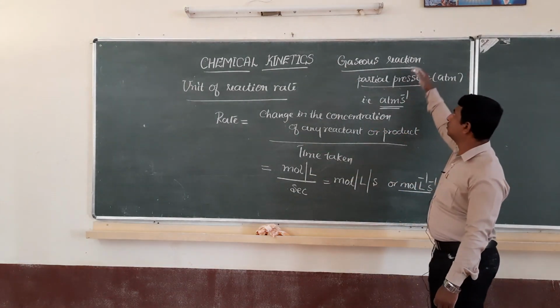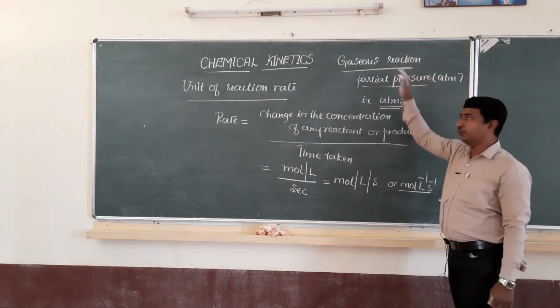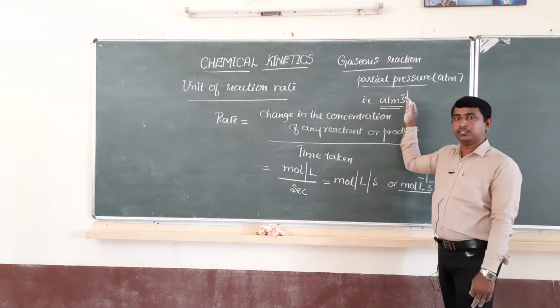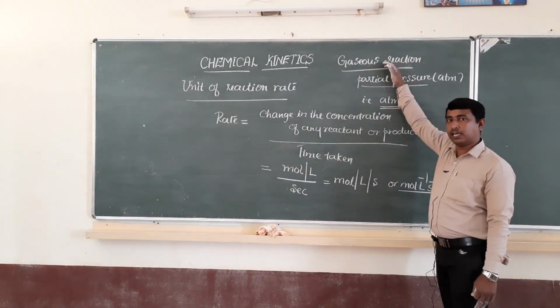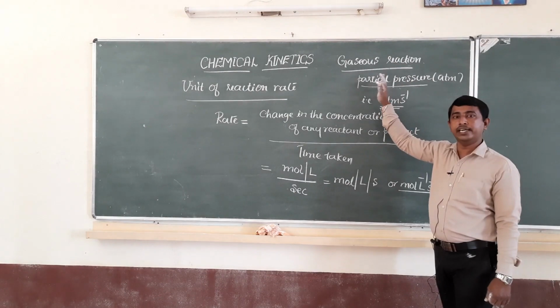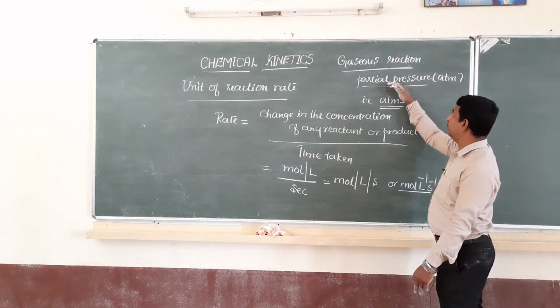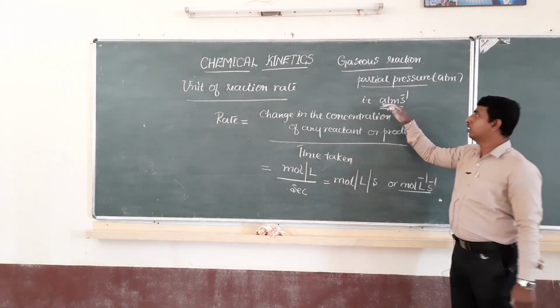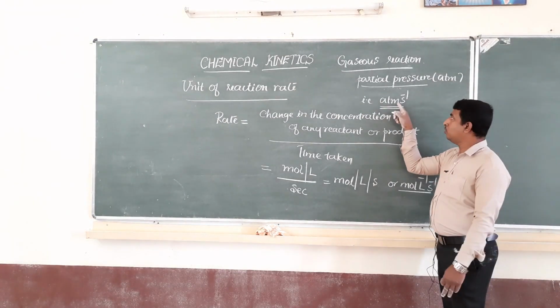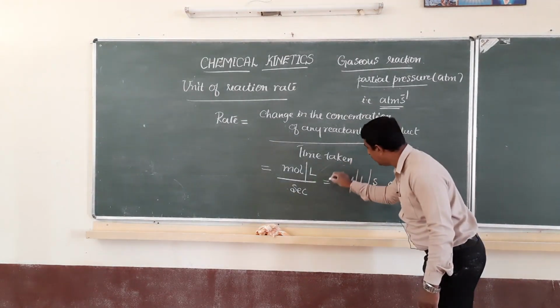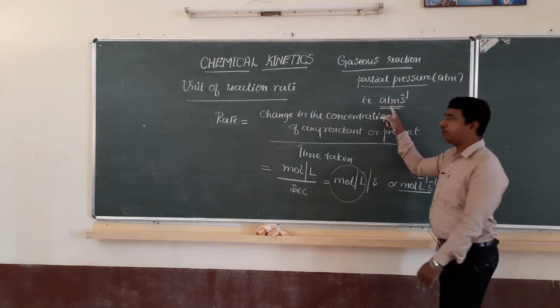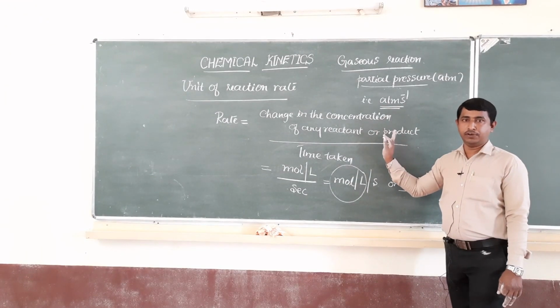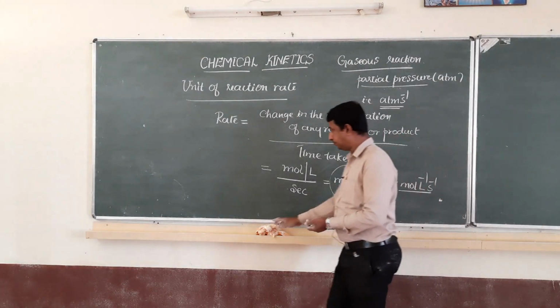In the case of solutions, mole per liter per second is the unit of reaction rate. For a gaseous reaction, the unit of rate is atmosphere per second, because in a gaseous reaction concentration is taken in terms of partial pressure, and the partial pressure unit is atmosphere. So you have to replace mole per liter by atmosphere.